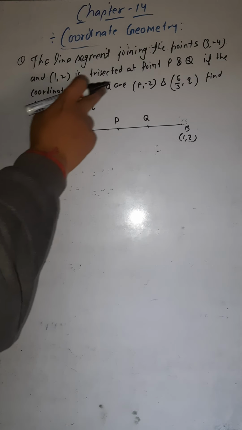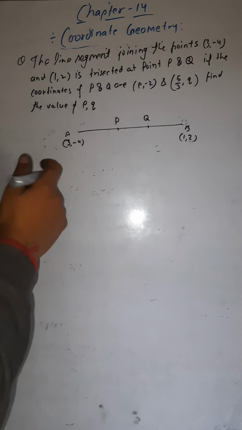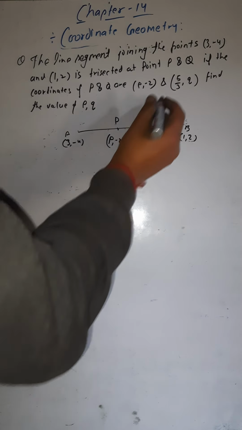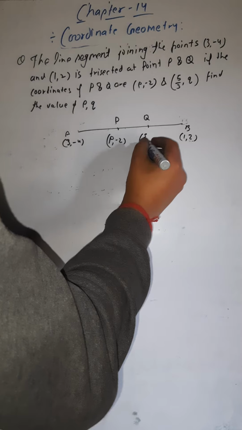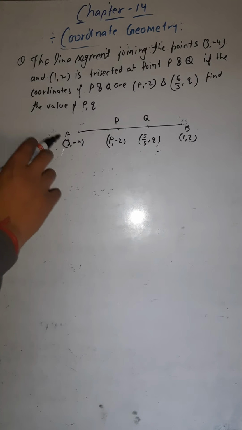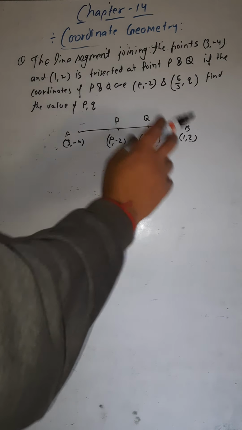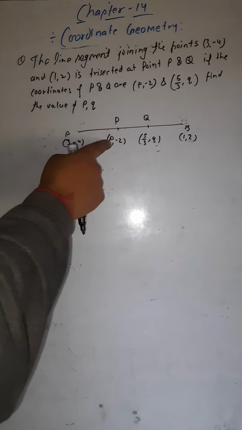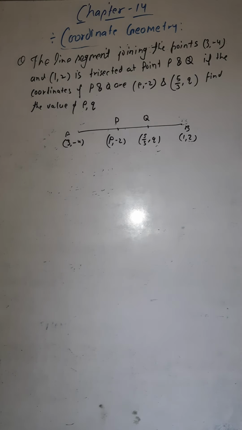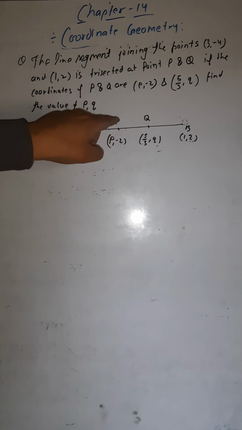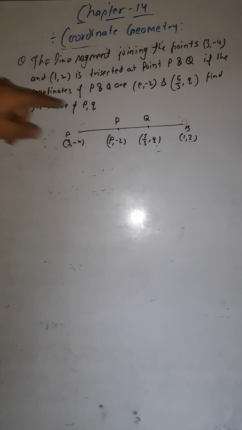The coordinates of P as well as Q have been given here. Coordinates of P are P comma minus 2, and of Q are 5 by 3 comma Q. It means the value of x or y in each case has been given. Now x1, y1 and x2, y2 have also been given. Now we have to find the value of P and this Q. How to find it? First I will take the coordinates of point P. For the point P we will use the section formula.